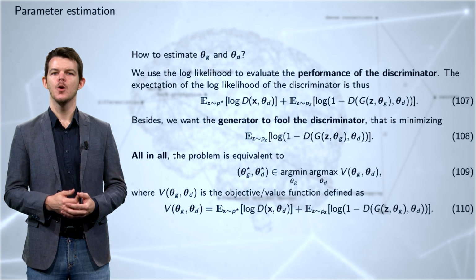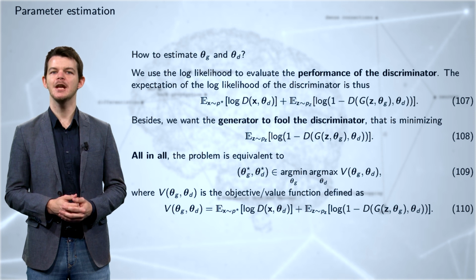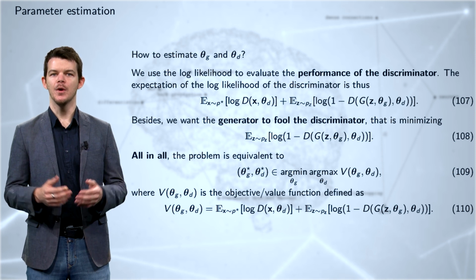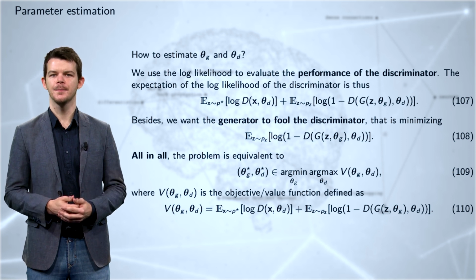To summarize, we want to find theta g star and theta d star that are solutions of the optimization problem in equation 109, where the function to optimize is given by the expression below. So we have a joint optimization problem.